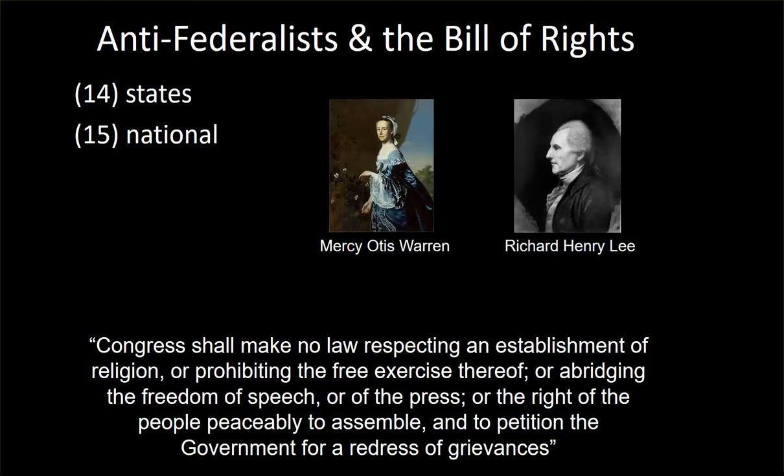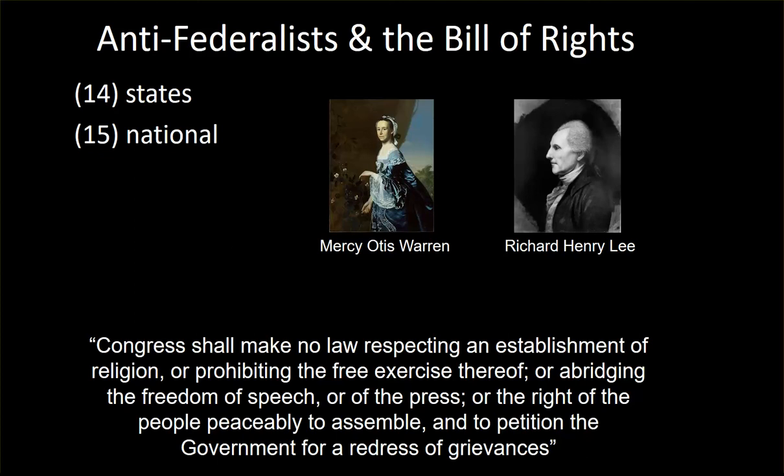In the end, those who supported the Constitution were only able to get it ratified by promising the Anti-Federalists that the first thing they would do is pass a Bill of Rights. So the Bill of Rights is the legacy of the Anti-Federalists. These are the first 10 amendments to the Constitution. Madison wrote them. He didn't want to.